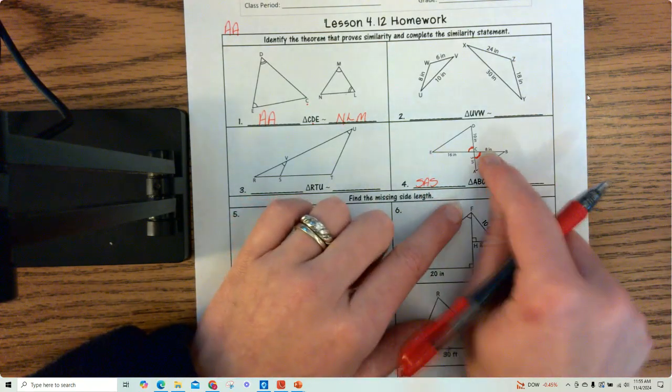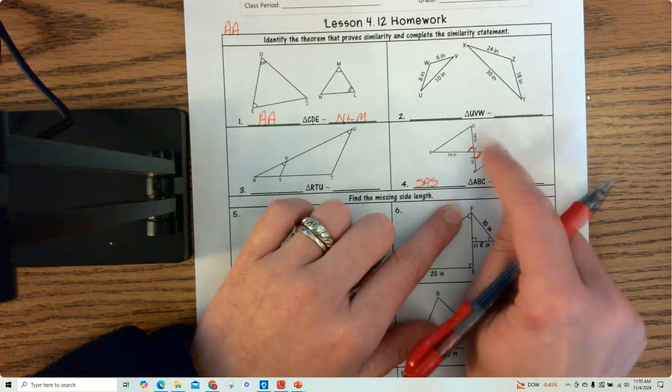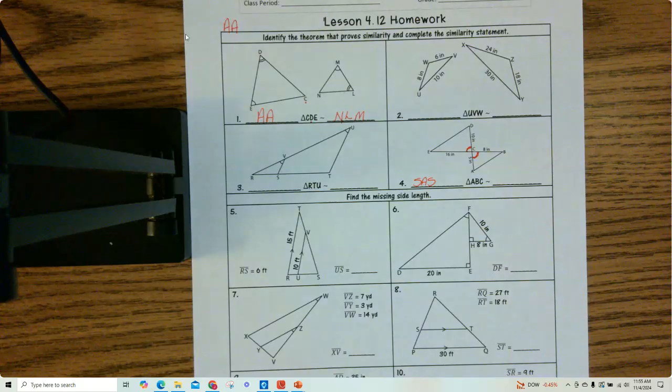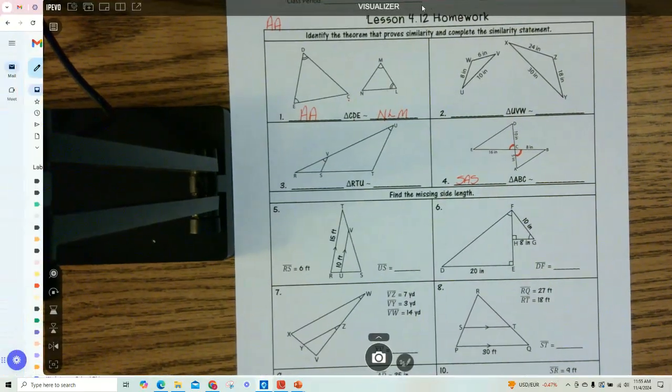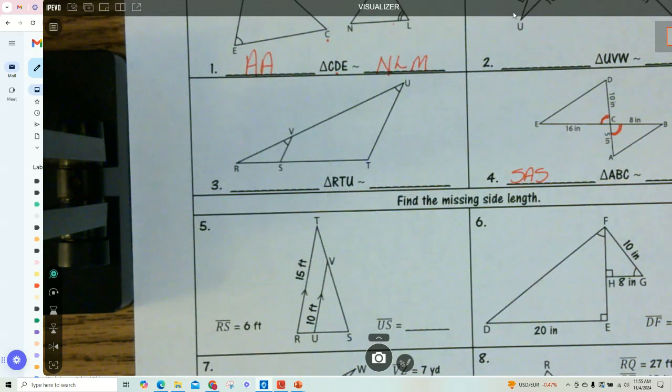Okay, so say we did 8. We said this side went with this side. I know it's hard to see. Let me see if I can blow it up a little bit, where y'all can see mine a little bit bigger. That's a little better. Okay.